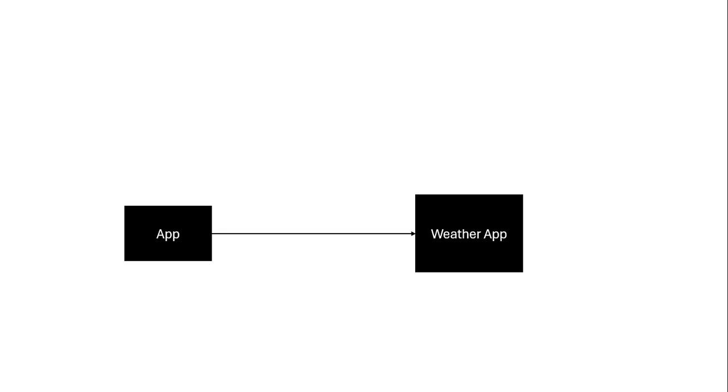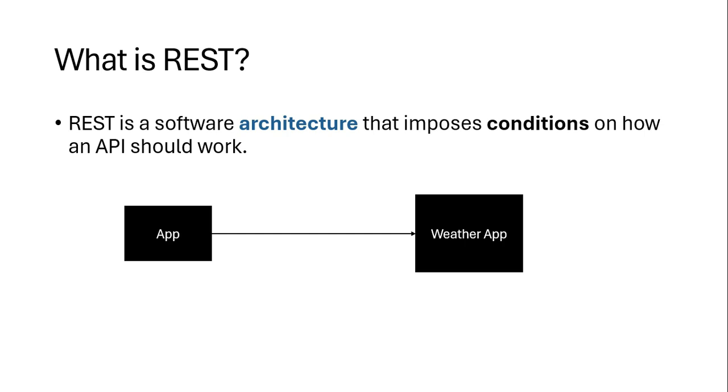Hi. So in this lecture, we are going to discuss the REST architecture. Basically, any APIs which follow this REST architecture are called RESTful APIs. Let's say we have an app which is trying to get weather information, or any two applications which are trying to communicate with each other. REST is a software architecture that imposes conditions on how an API should work.